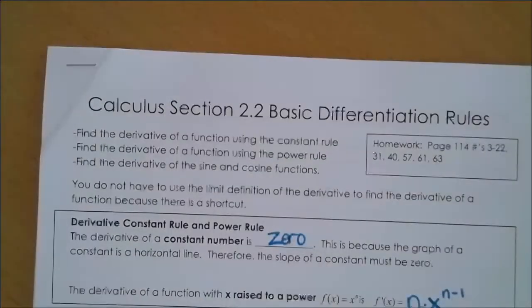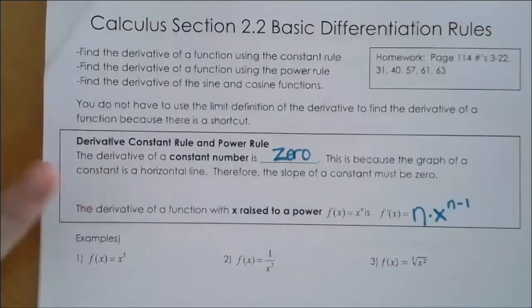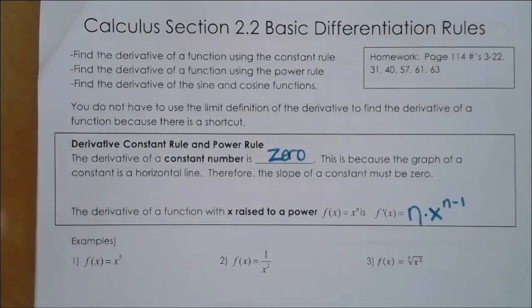Hey guys, we're going to look at basic differentiation rules today. So the first one is the derivative of a constant rule. The derivative of a constant is 0. Remember, derivative and slope are the same thing.